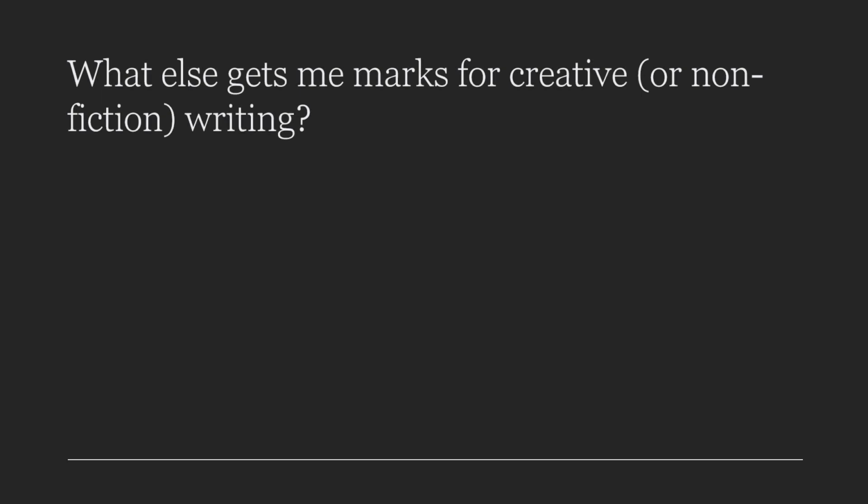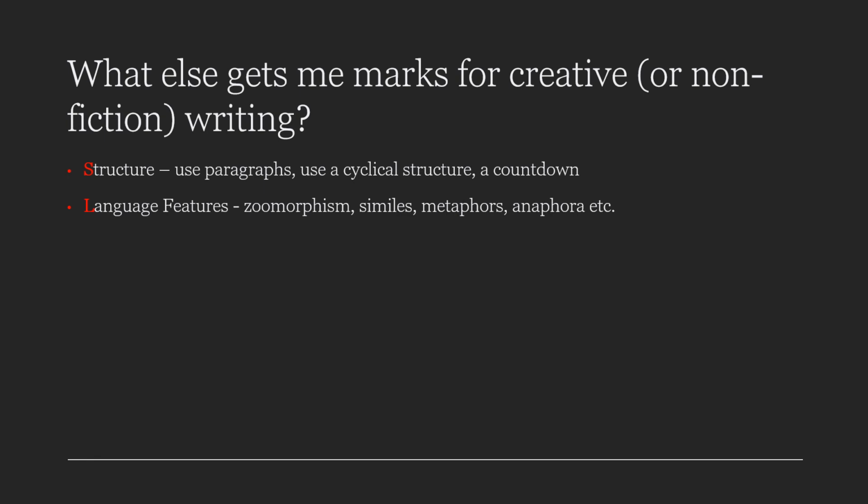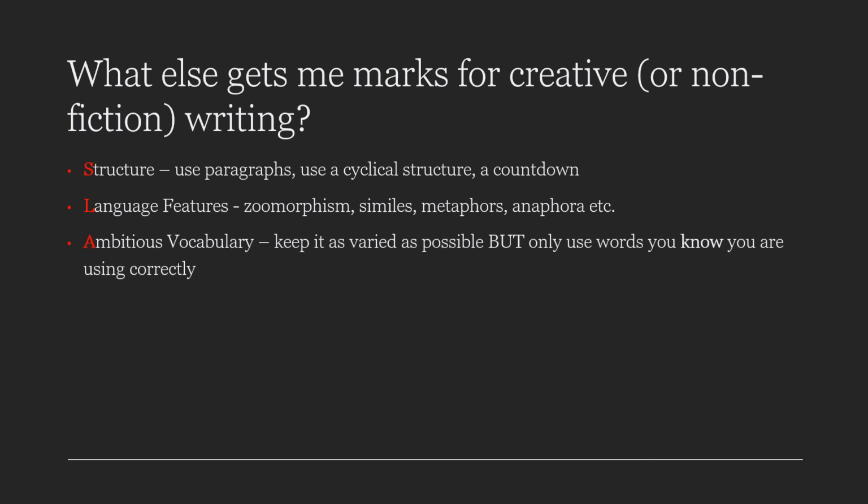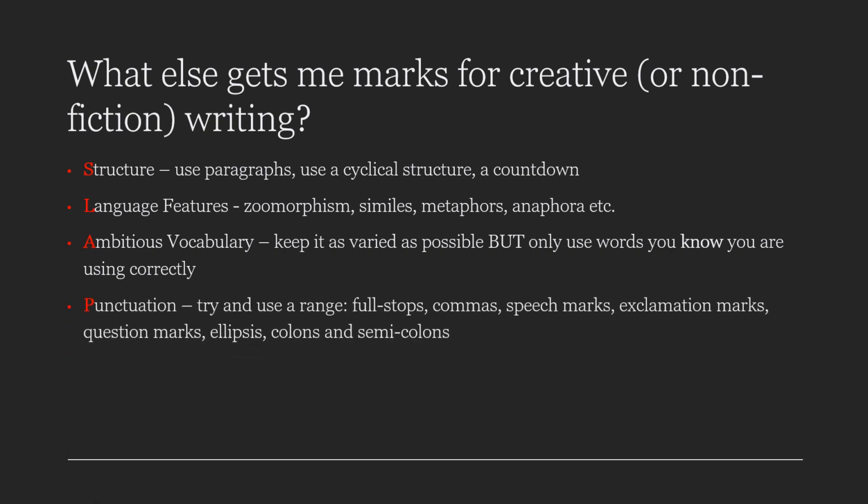So what else gets you marks for creative writing? So we know that it's clarity, but what else do we get marks for? Well, structure. You've got to use paragraphs, and you've got to think about a particular structural technique that you want to use, and we'll talk about that in today's session. Language features. Try and use some zoomorphisms, some similes, metaphors, anaphora. Some ambitious vocabulary. Keep it as varied as possible, but only words that you know you're using correctly. Don't try and use every big word you've ever been taught. It's really jarring and awkward.